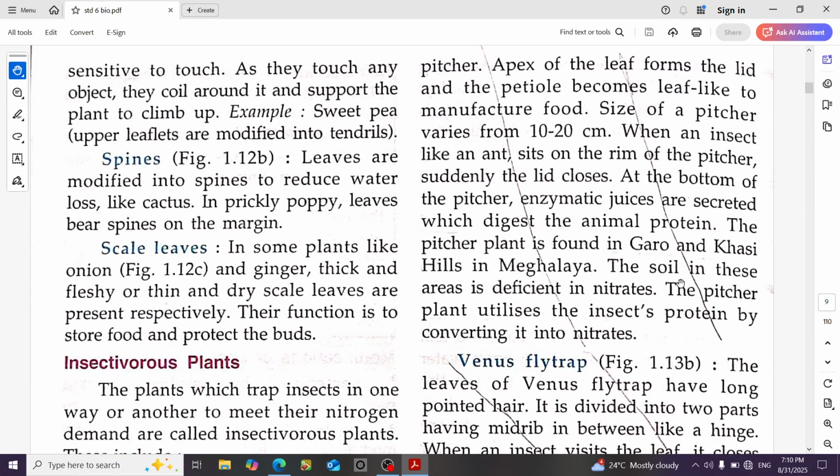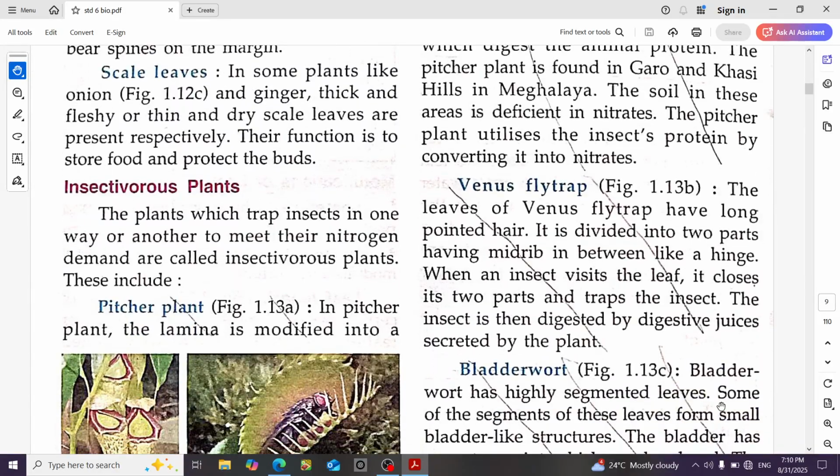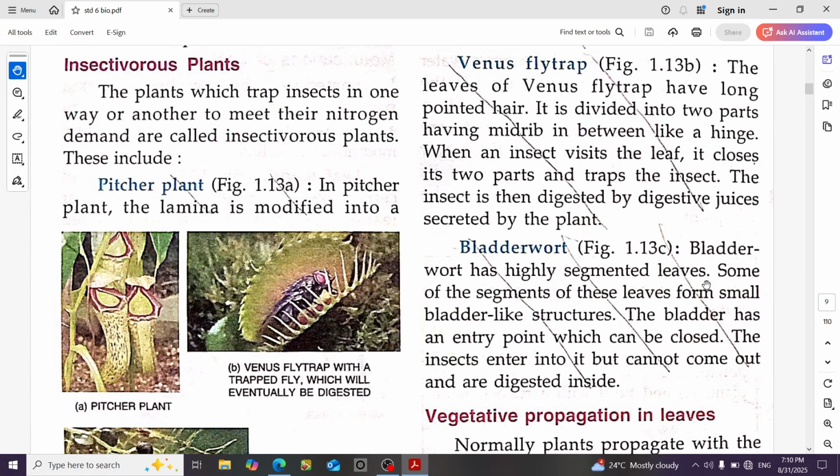So size of the pitcher varies from 10 to 20 centimeter. When insects like ants sit on it, it closes the lid. At the bottom, enzymatic juices, so digestive juices are there. They digest it. The soil in these areas is deficient in nitrates. The pitcher plant utilizes the insect's protein by converting it to nitrates. Now, Venus flytrap. The leaves of Venus flytrap have long pointed hair. It is divided into two parts, midrib like hinge. When an insect visits the leaf, it closes into two parts, trapping the insect. The insect is then digested by digestive juices.